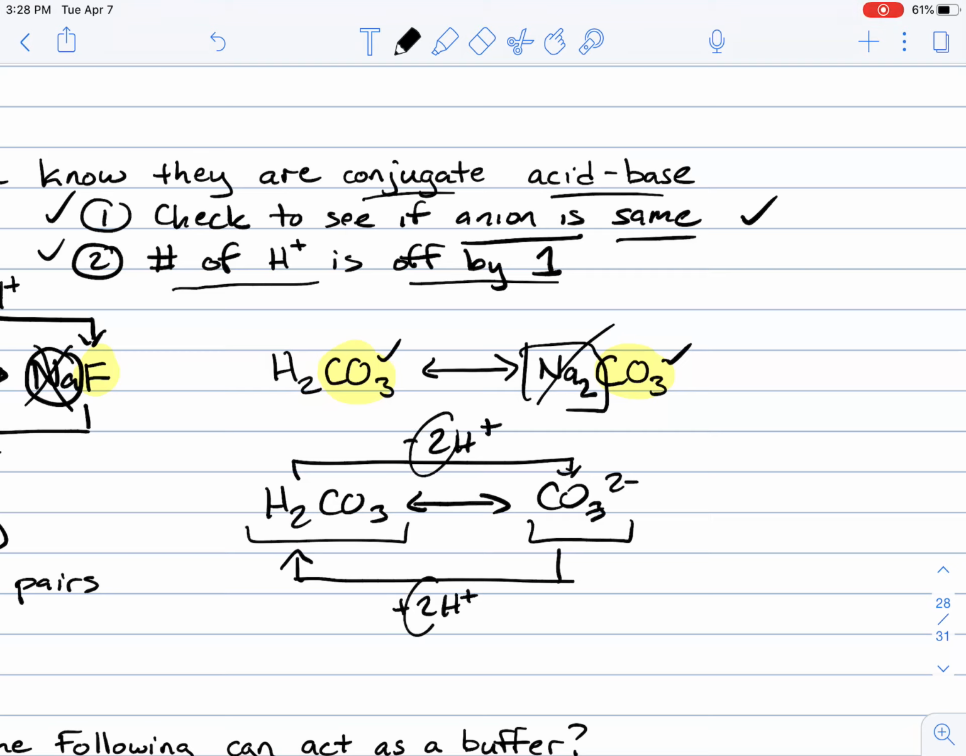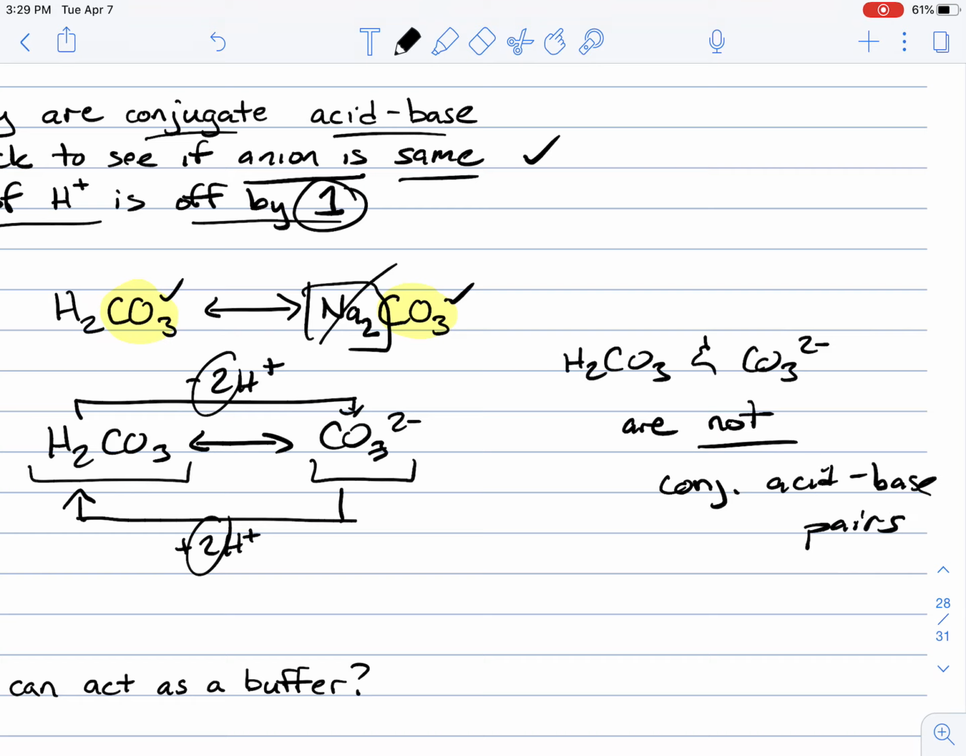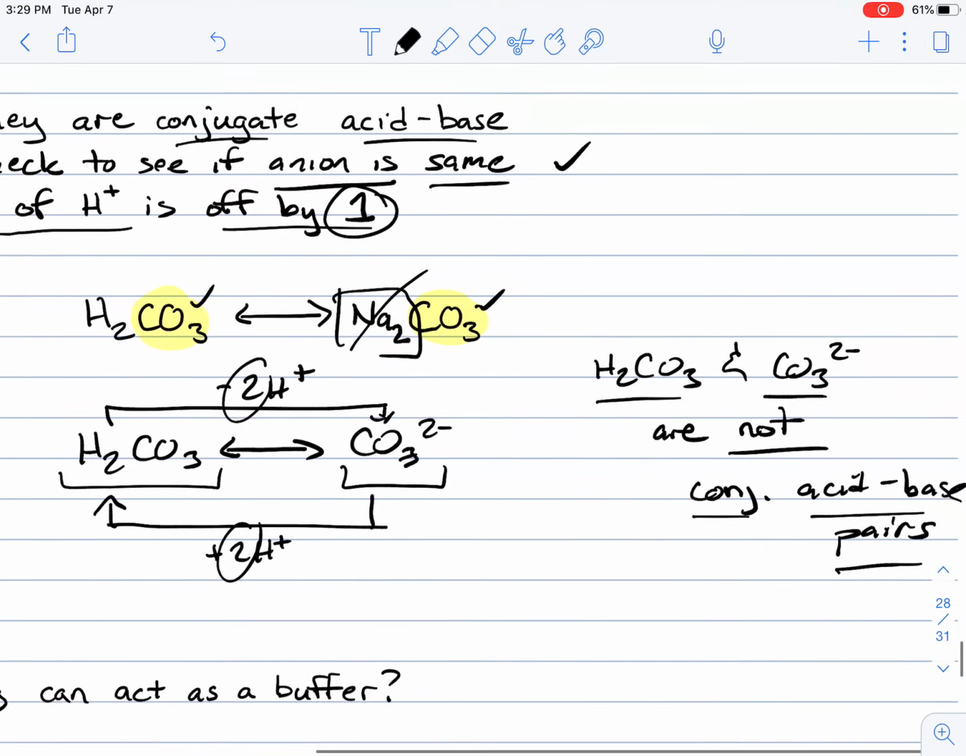And so since the number of hydrogen ions gained or lost is not 1, this example does not fulfill the second prerequisite. So therefore, H2CO3 and CO3 2 minus are not conjugate acid-base pairs. And since they're not conjugate acid-base pairs, then they cannot act as a buffer. And so something else would have to happen for these two substances to act as a buffer.